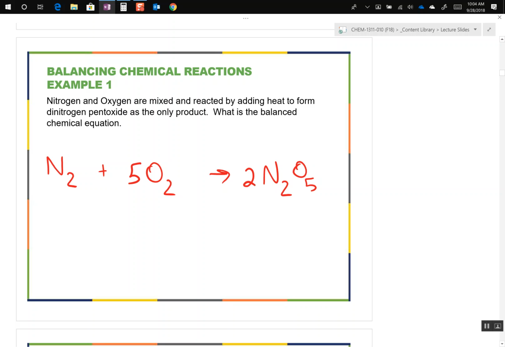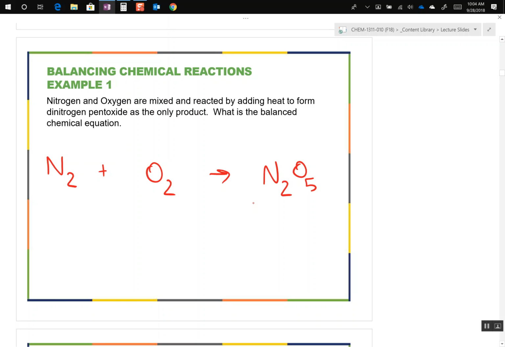Now my oxygens are balanced, right? The only thing that's not balanced now is the nitrogens. But no big deal. I put a 2 here. Now I have a balanced chemical equation. Okay? Everything's the same on both sides. That's one way to approach it. Another way you could approach it.